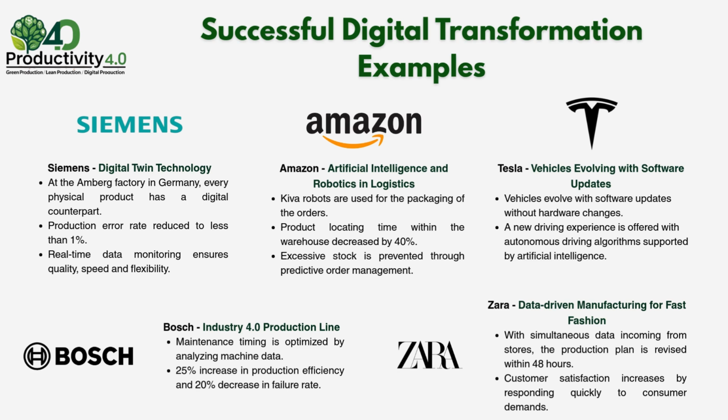Tesla produces continuously evolving vehicles through software updates. Without hardware changes, vehicles are improved through updates. These updates continually enhance AI-supported autonomous driving algorithms, ensuring the best possible driving experience. These examples show that digital transformation is not limited to technology but also fundamentally changes the way we do business.